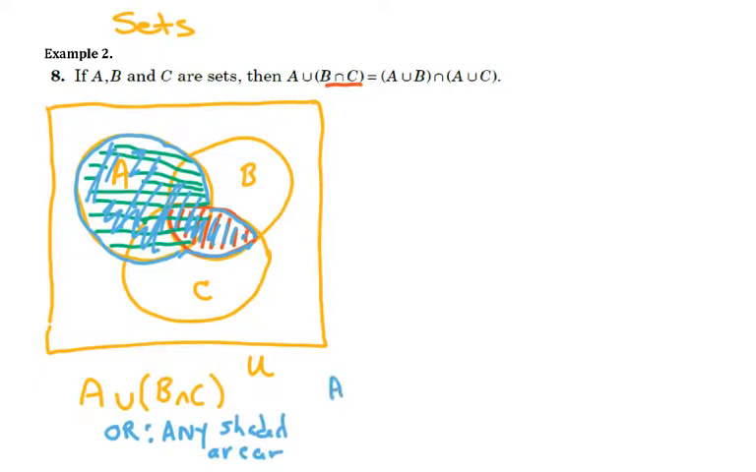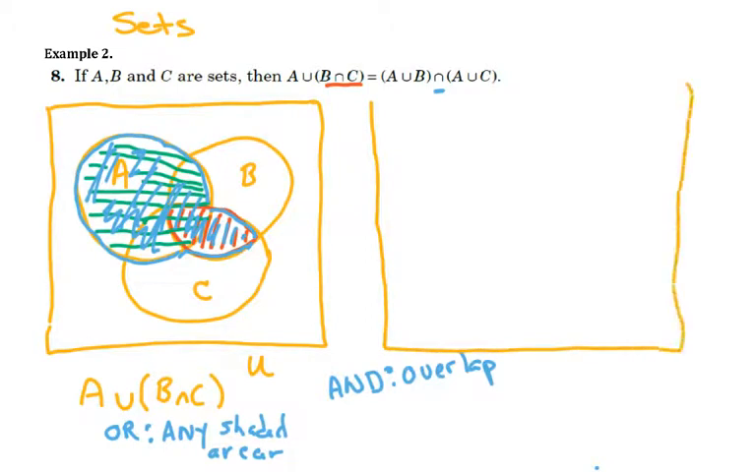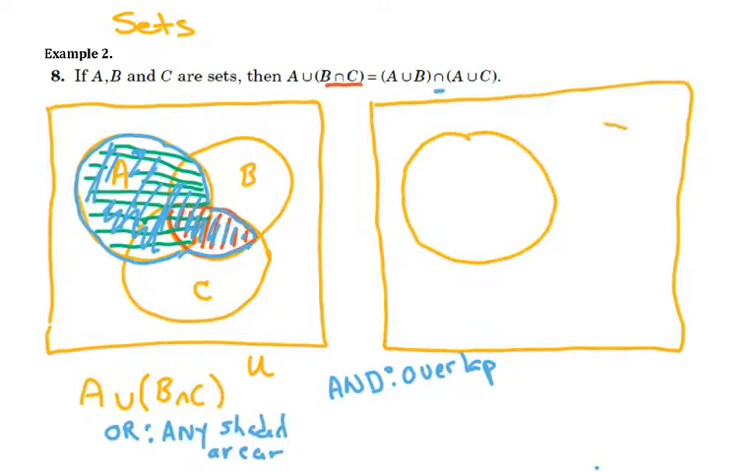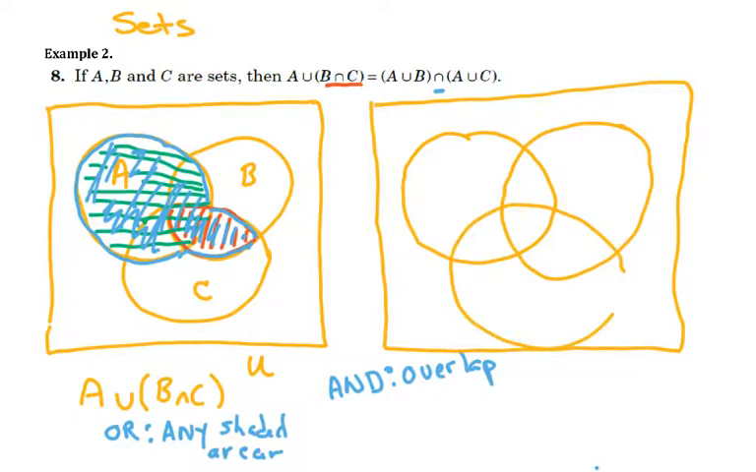When it's and, we'll see that in this situation. We're going to look for the overlap. So to get started with this one, we may need to do two drawings. And we know these are the same, but let's pretend that we don't. This is one of our distributive laws.